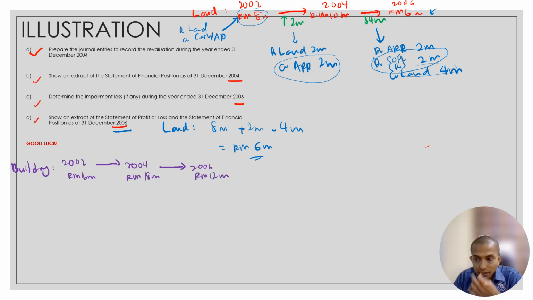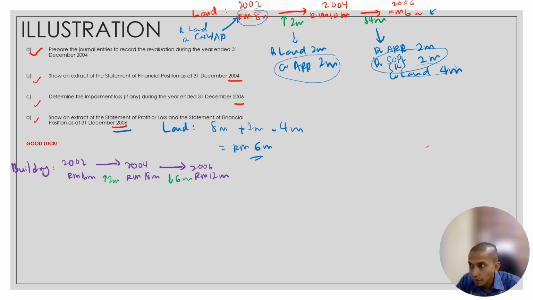So building is not as simple as land because building has a depreciation. If you look at this information only, you can see that from 16 million to 18 million, it is increased by 2 million. From 18 to 12 million, it is decreased by 6 million. So easy for us to just look at it like this, right?